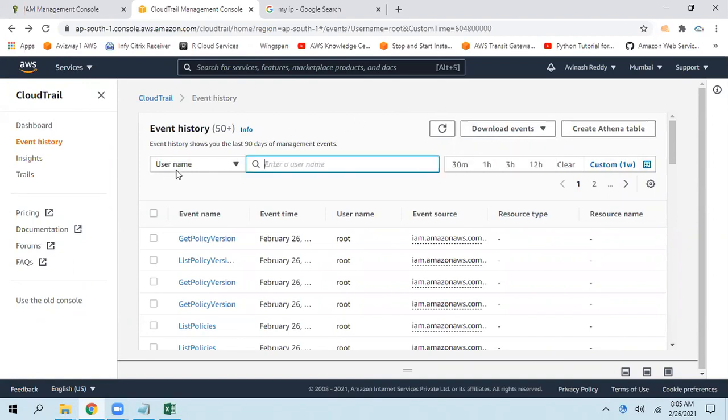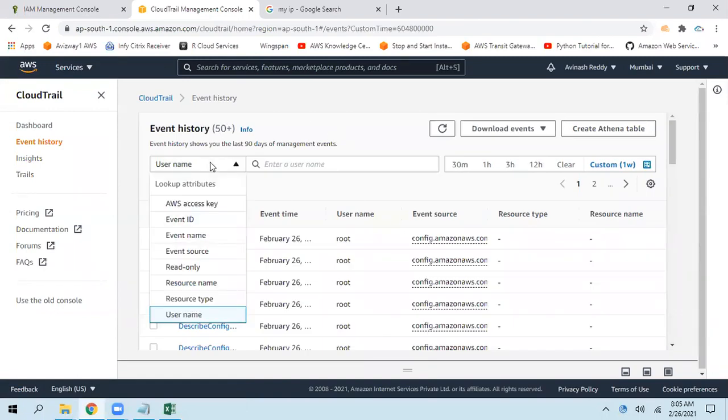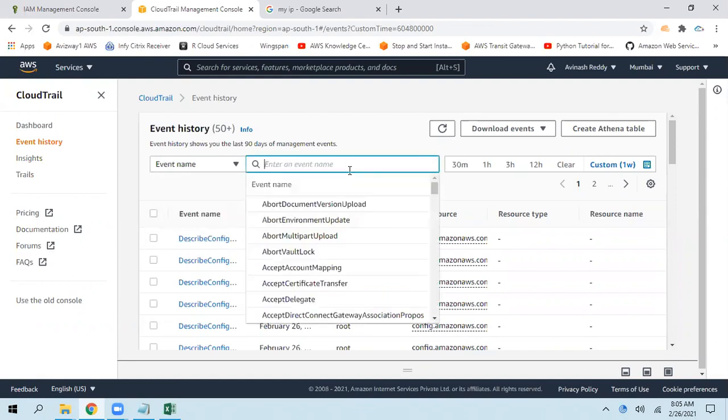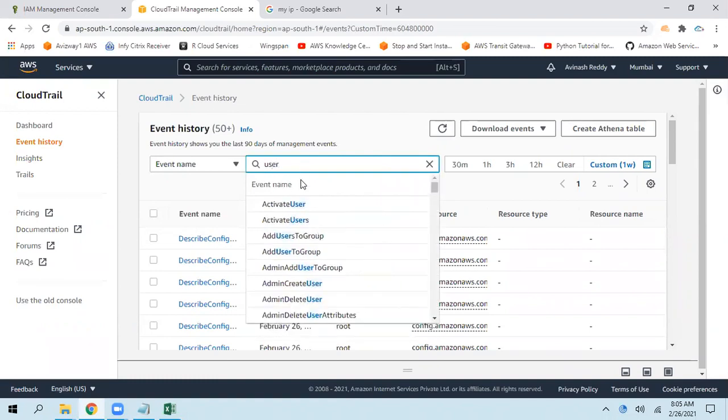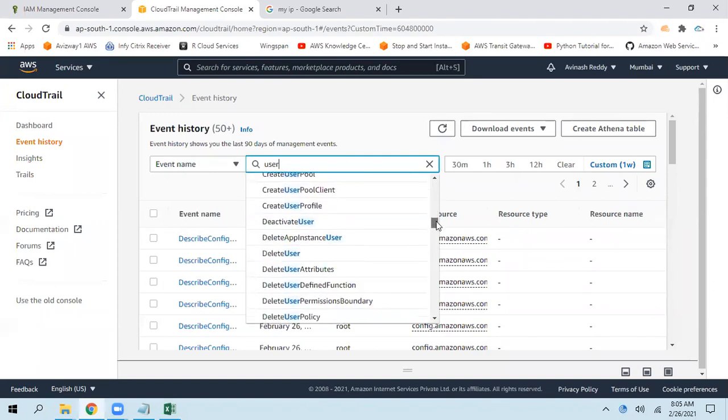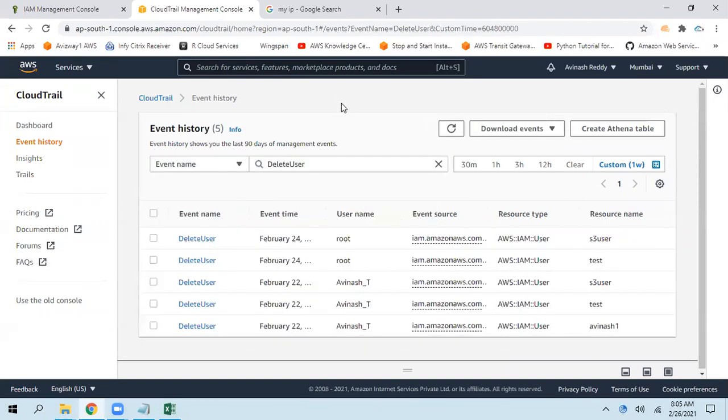And we do have some other options, like, for example, by using events only. So you want to see who deleted an IAM user. In that case, we can go here and pick the event name. Here we have different events. IAM is there, user is there. So these all are related to user. Like, you want to see delete user. So who deleted an IAM user? Root user deleted another user.